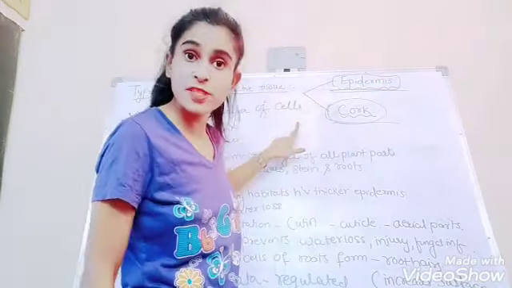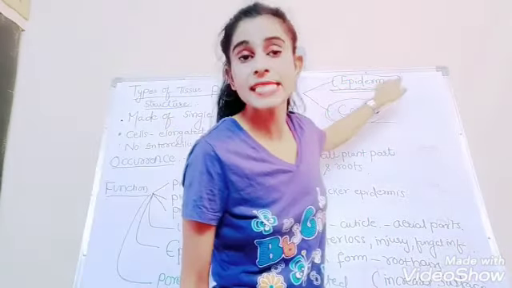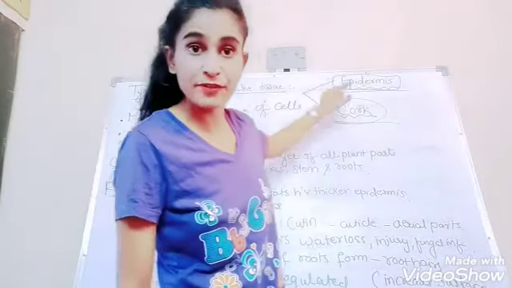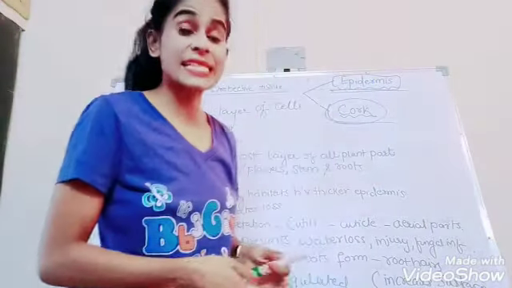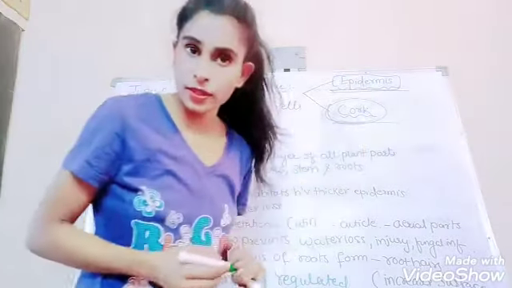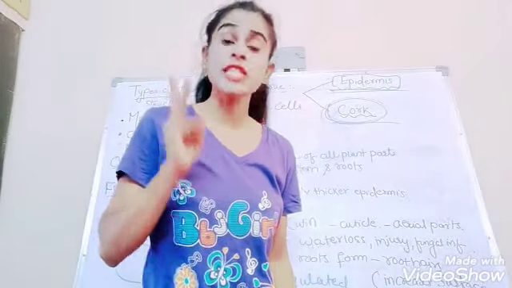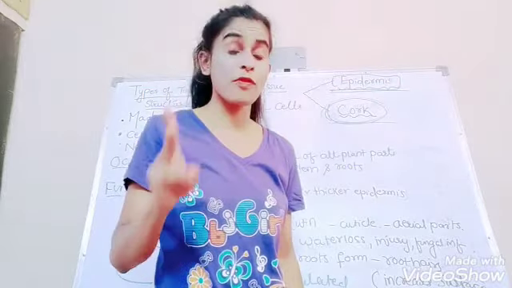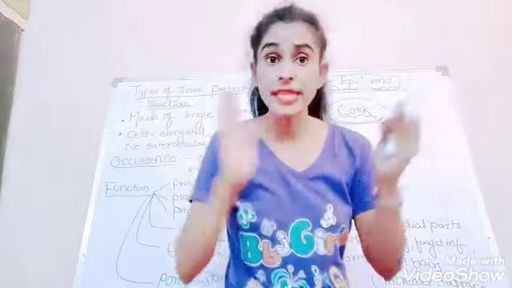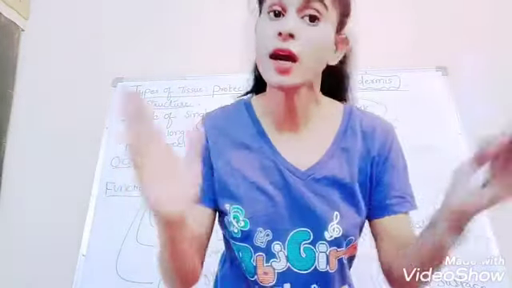There are two types of protective tissue present in the plant. The first type is epidermis, and the second type is cork. So how many types of protective tissue are present in plants? Two types: epidermis and cork. What is the main function of protective tissue? To provide protection to the plants.